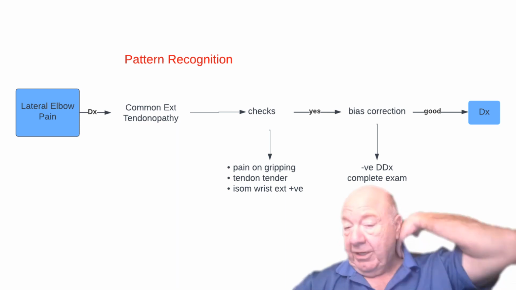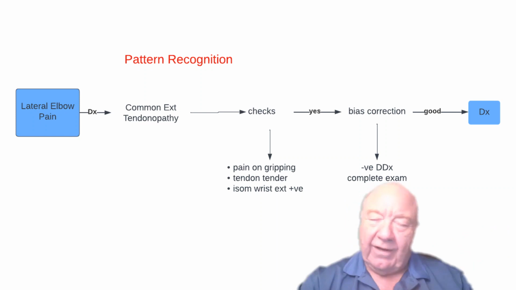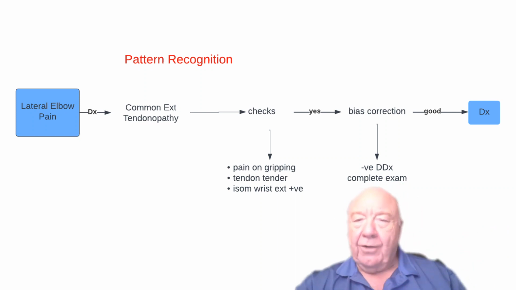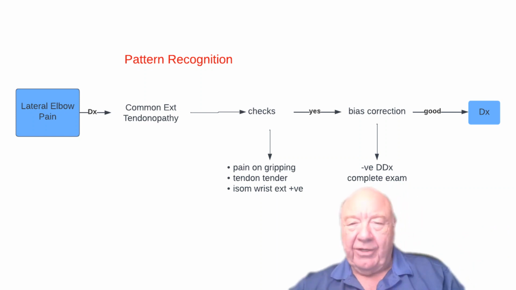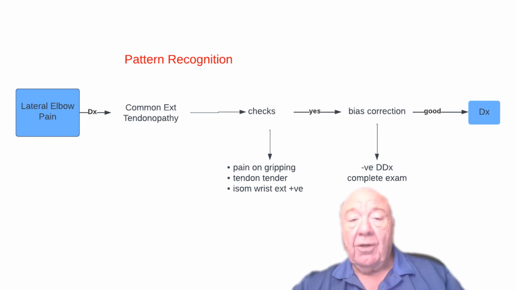Now, generally speaking, with pattern recognition, you don't do the bias correction, because if you've done that first check on your diagnosis, basically you probably don't need the bias correction, because the checks plus your expertise and recognition of this problem is enough usually. Okay, so that would be the process of pattern recognition.